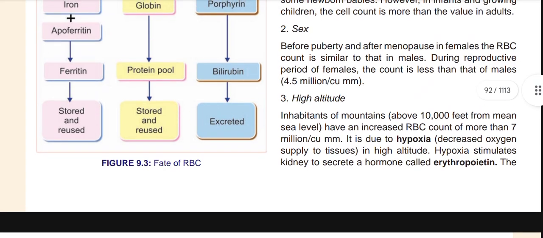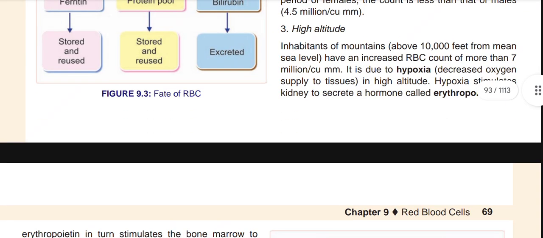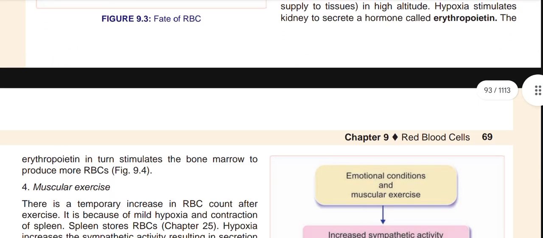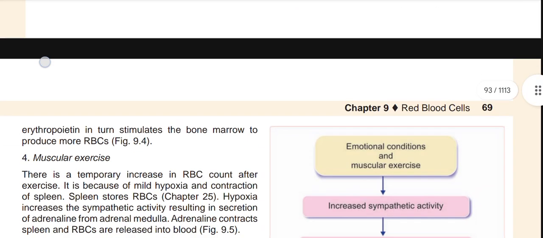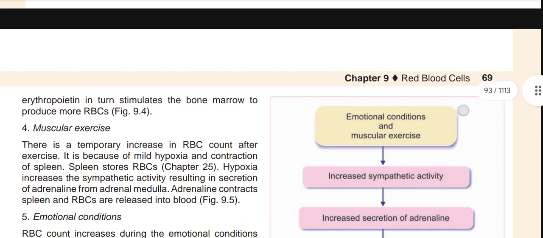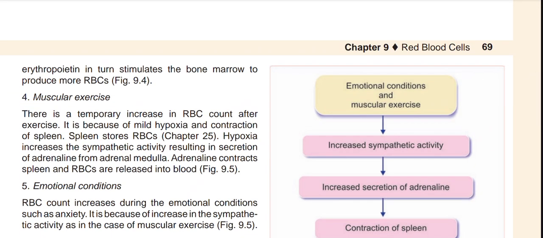Hypoxia stimulates the kidney to secrete a hormone called erythropoietin, which will further stimulate the red bone marrow to secrete RBC. Basically, it enhances the process of erythropoiesis, which will further give birth to the red blood cells or erythrocytes. Now, muscular exercises. There is a temporary increase in RBC count after exercise. It is because of mild hypoxia and contraction of the spleen.